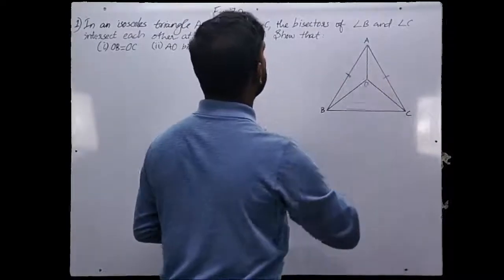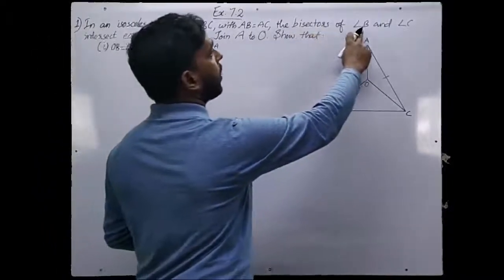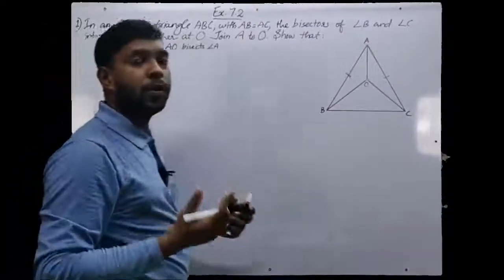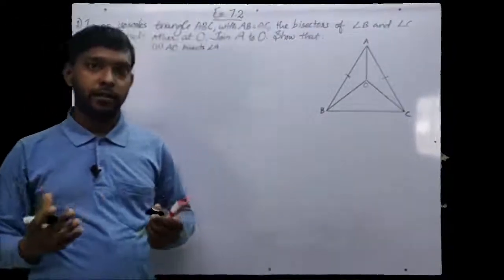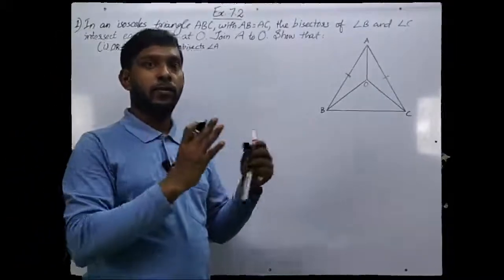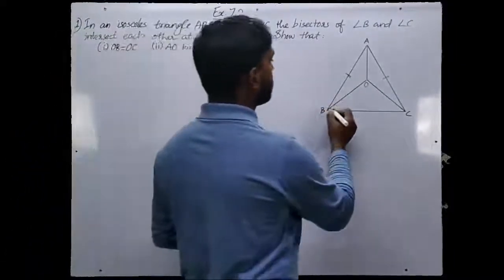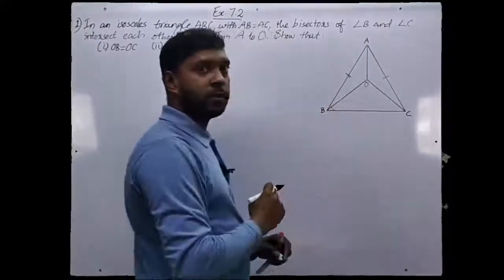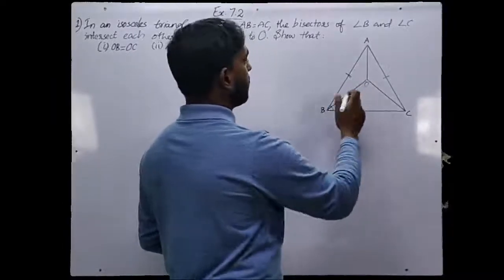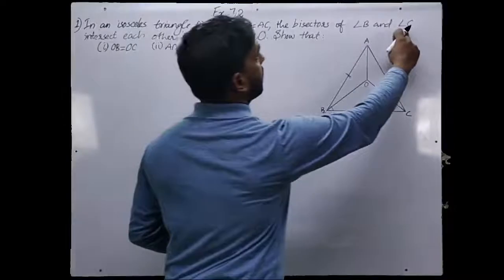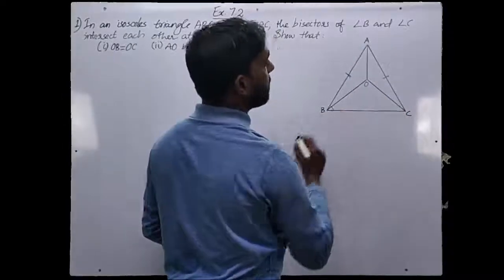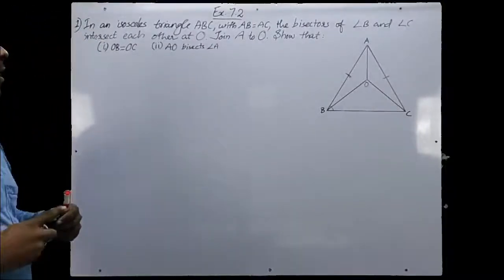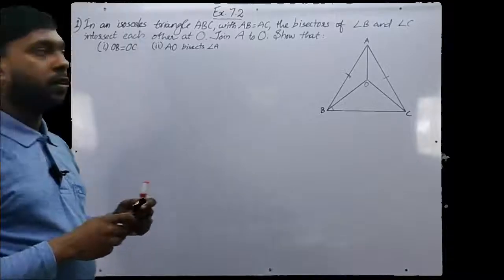The bisectors of angle B and C intersect each other at a point. We already know bisectors are those lines that divide equally. So if we take the angle B, its bisector is OB. OB is the bisector. And if we take angle C, OC is the bisector. So the question says the bisectors of angle B and angle C intersect each other at O.